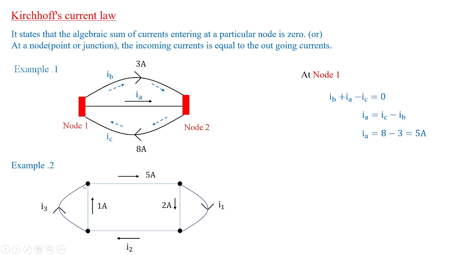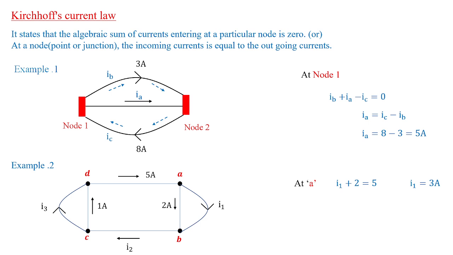In another example, you can see there is a loop which is having the known currents as 1 ampere, 2 ampere, and 5 amperes. We need to find out the branch currents I1, I2, and I3. For this, the node points are framed already. So let us name these nodes as A, B, C, D. Now at node A, you can see current I1 and 2 amperes are going away from node A, and the incoming current towards node A is 5. Therefore, at a particular node, the incoming currents is equal to the outgoing currents. With that, we'll get the value of I1 is equal to 3 amperes.